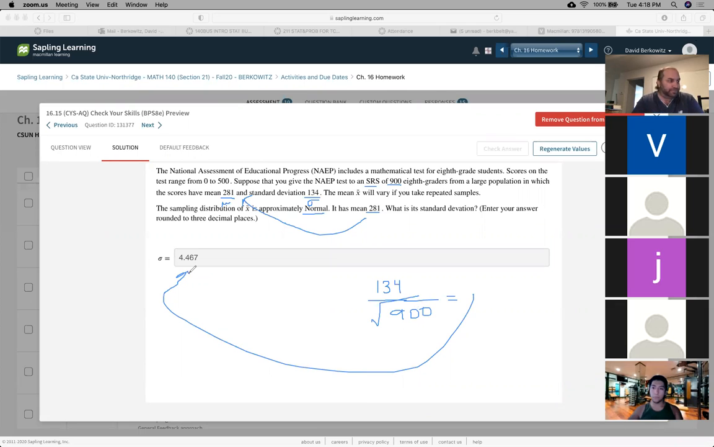So it's the original standard deviation divided by the sample size? Divided by the square root of the sample size. Of the sample size. Okay, thank you. That is the standard deviation of the sampling distribution.